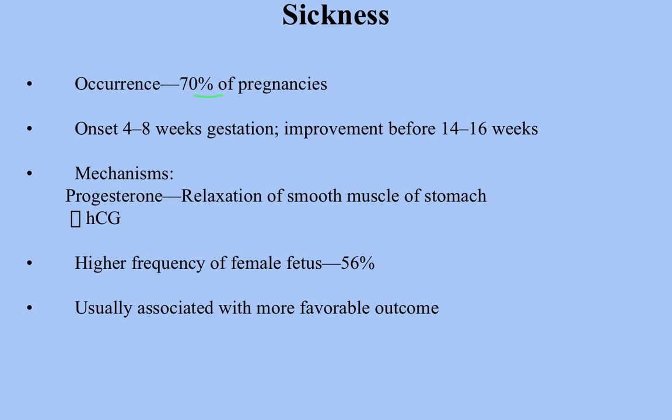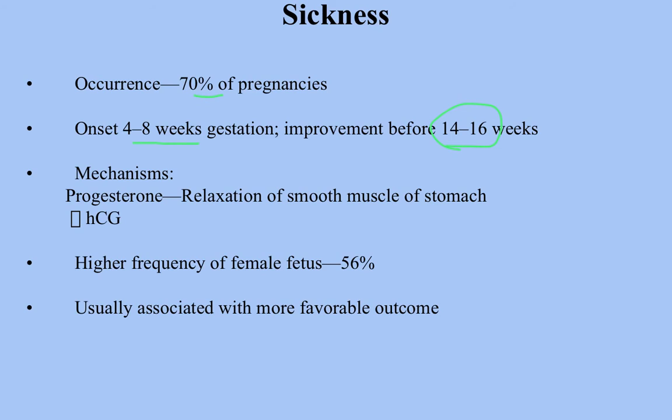Usually the onset of morning sickness is about 4 to 8 weeks into gestation, so about midway through the end of the embryonic period. And then usually you see it improve by about week 14 to 16. But of course, that's going to be all across the board, and every female is going to be different.